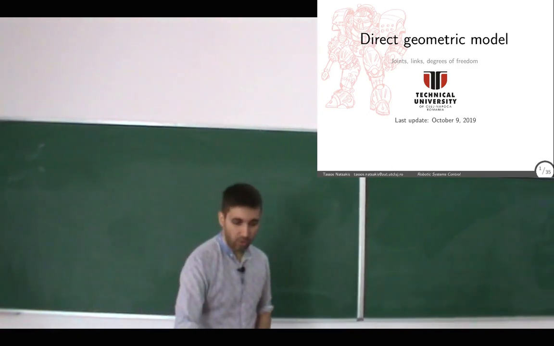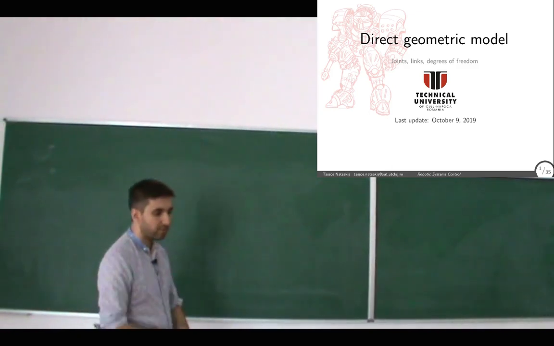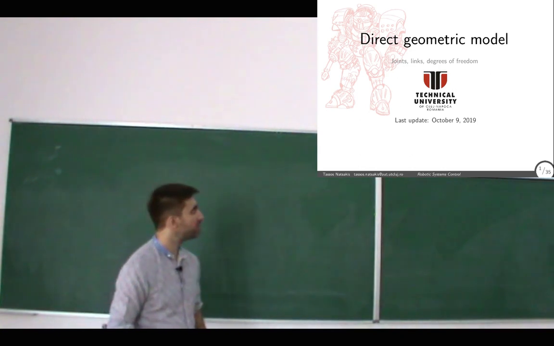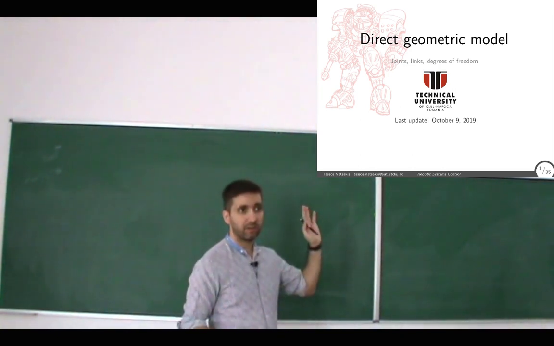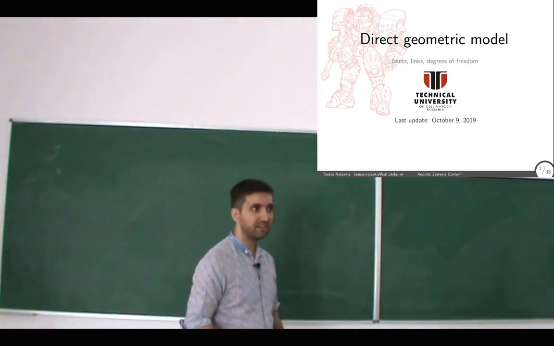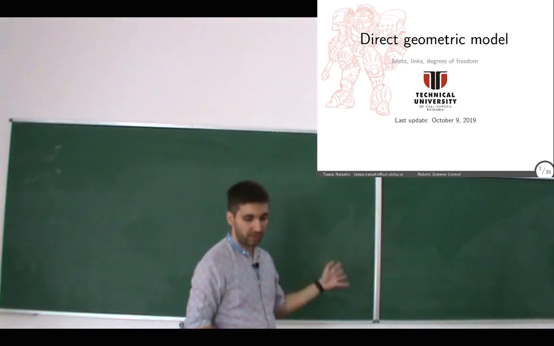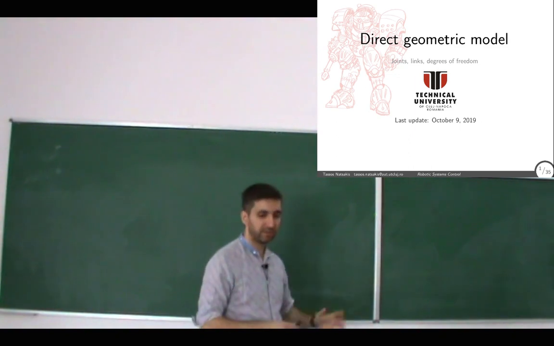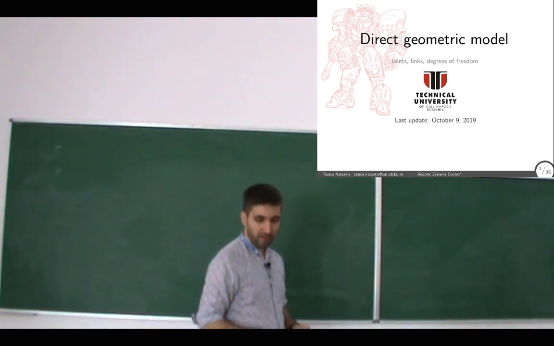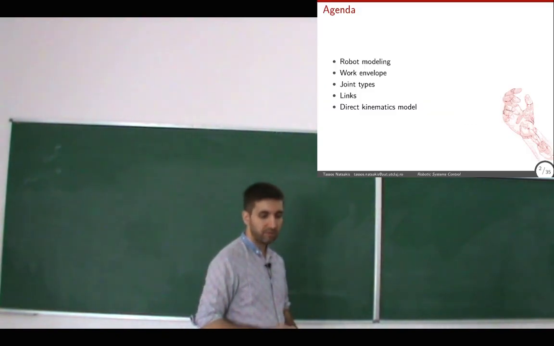Okay, so second week, second lecture. We will start talking about this concept that is called the direct geometric model of a robot, and about joints, links, degrees of freedom. We're going to see what all of these things are, and some concepts that we will talk about.